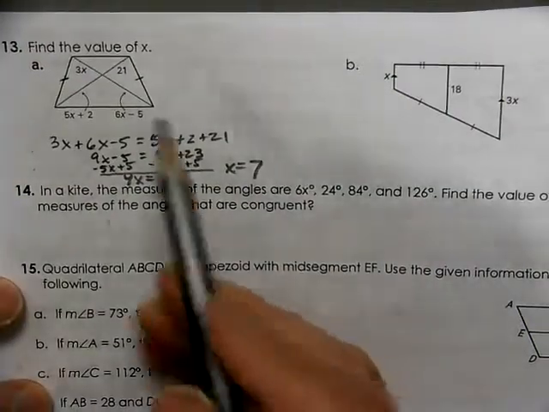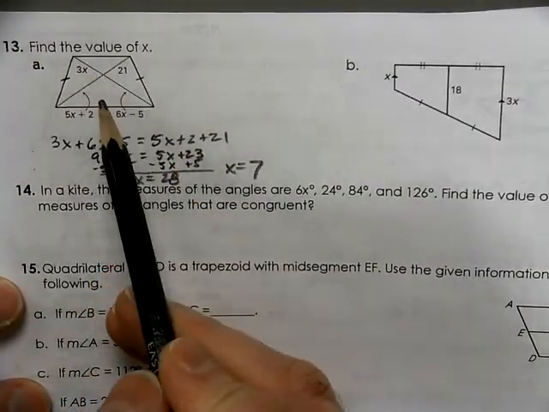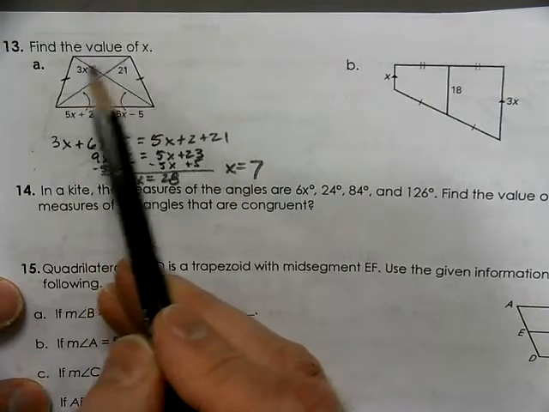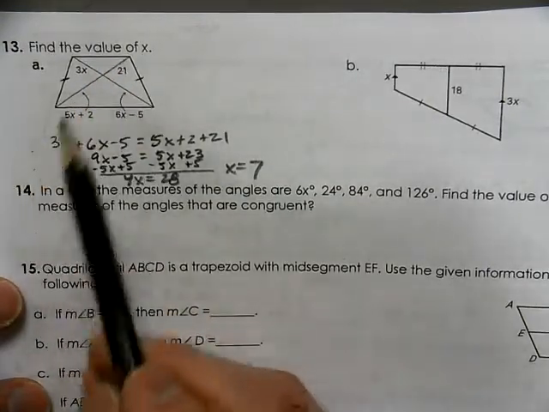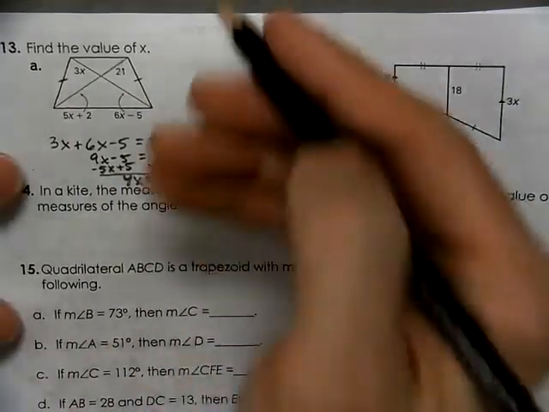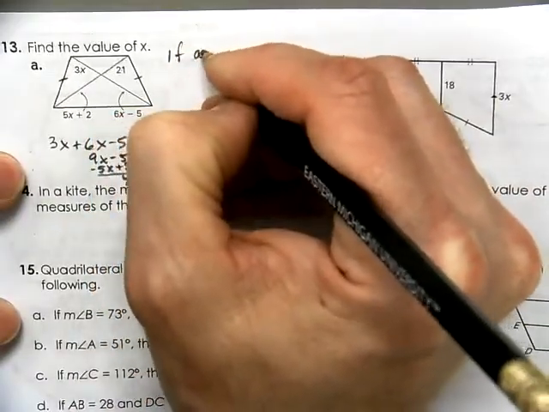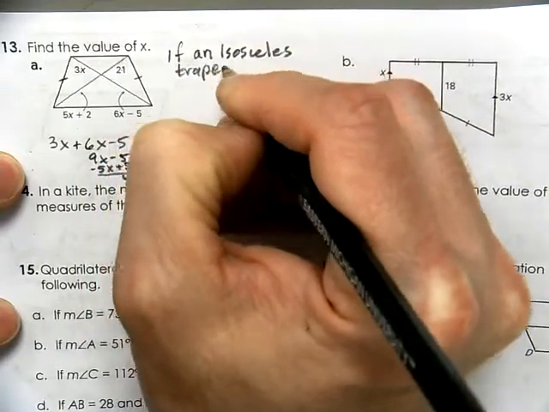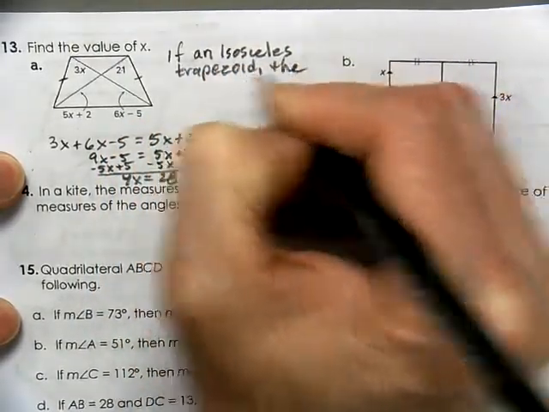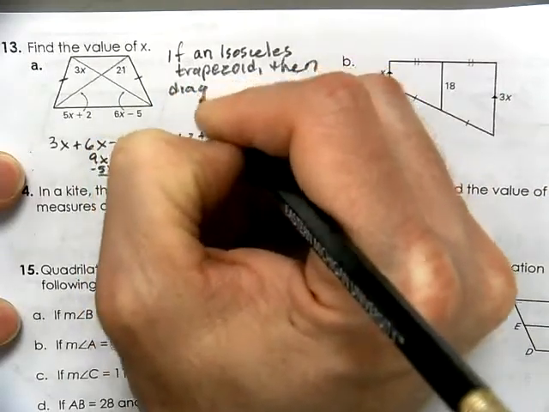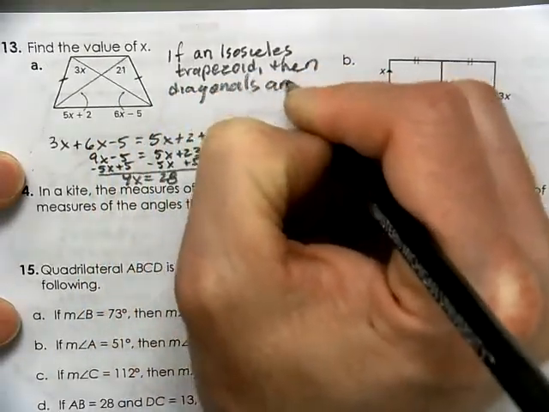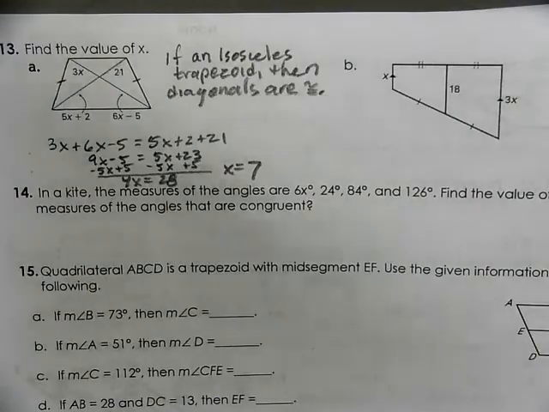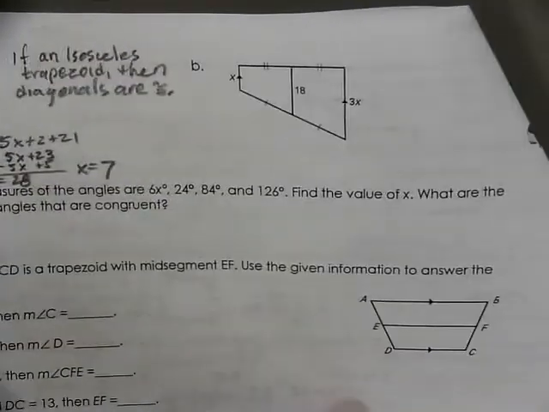So some other options on ways you could have set it up. They don't bisect each other, so this portion is not the same as that portion, but the two top portions would have been the same. The two bottom portions would have been the same. I just took the full diagonal. If an isosceles trapezoid, then diagonals are congruent. That's the property that I used, the theorem.